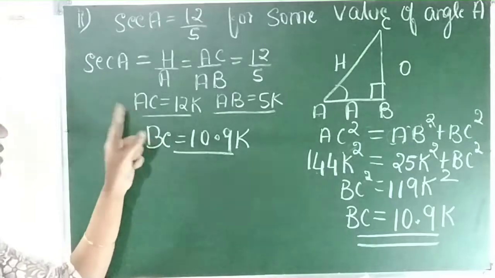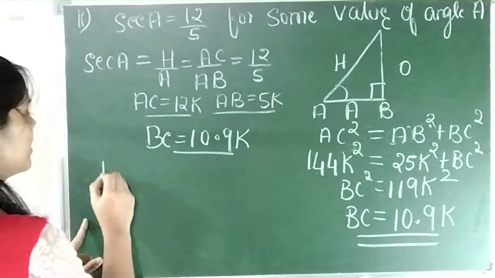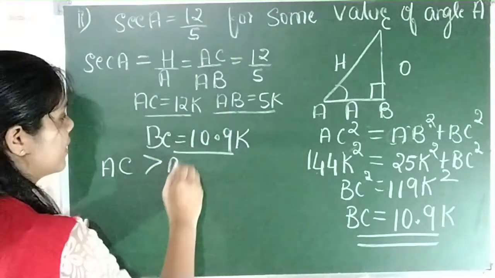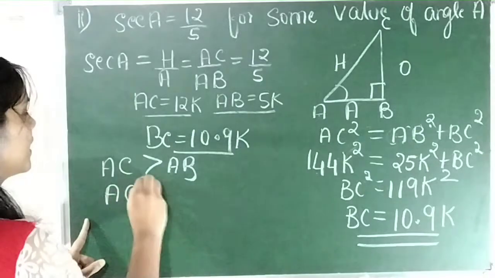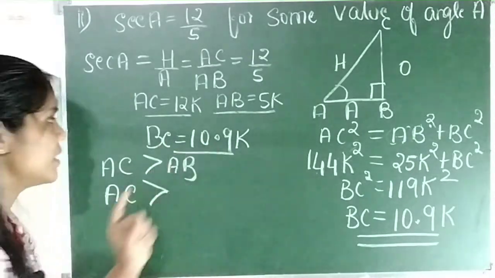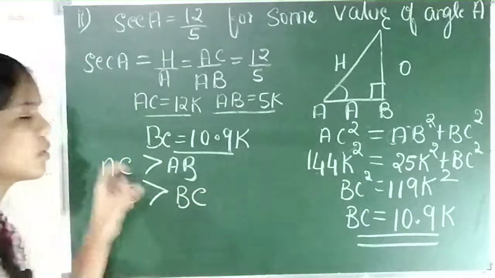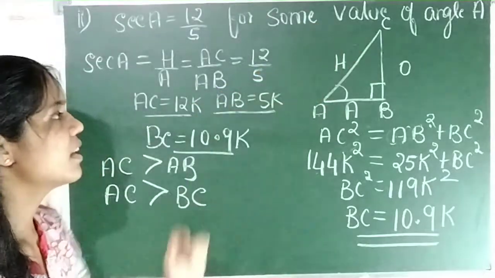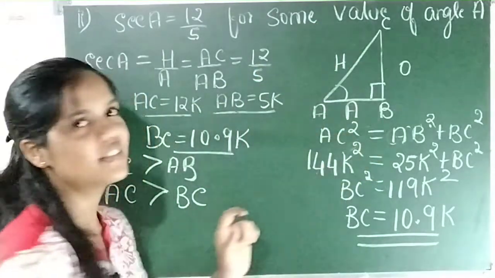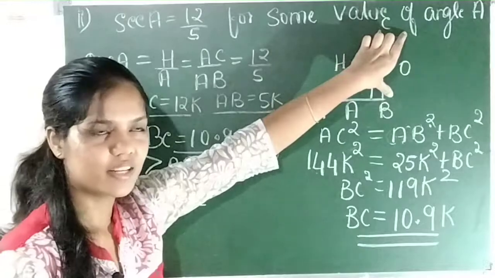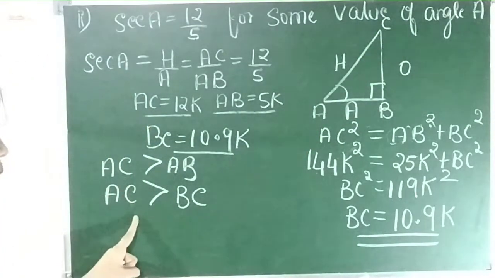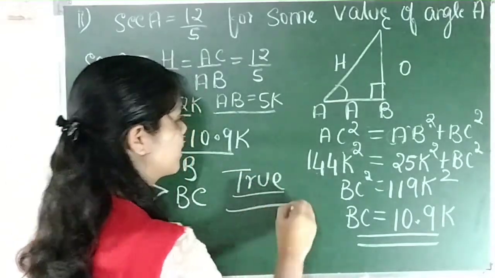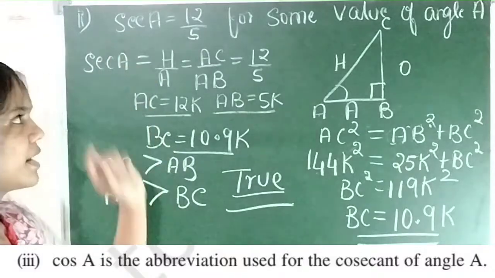Now if you consider AC is the hypotenuse, AC is 12K and AC is greater than AB. Also AC is greater than adjacent side, that is BC. So such triangles are possible. Always the length of hypotenuse must be greater than the length of adjacent side as well as the length of opposite side, and here it is true. So this condition is true. So this statement is true.